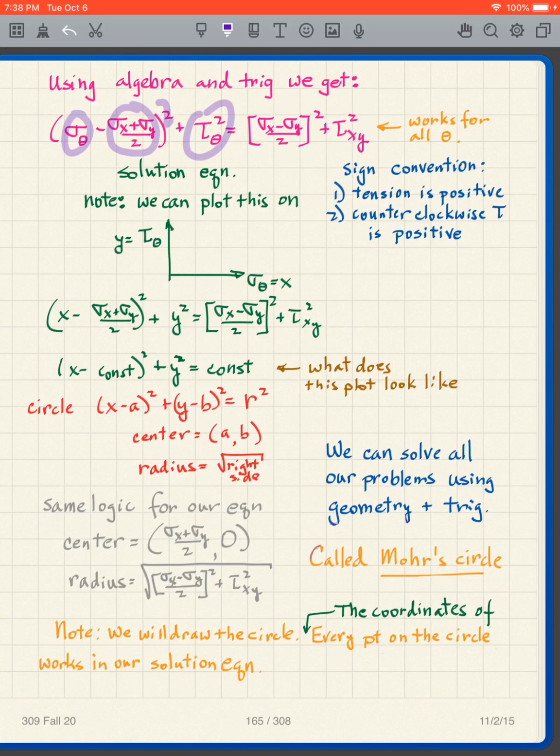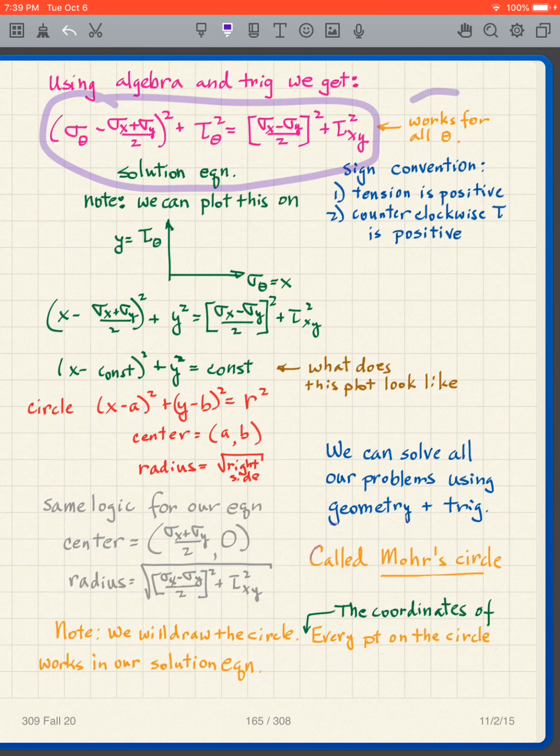So, okay, notice, what do we know and what don't we know? We know the entire right side, right? Because we know sigma x, sigma y, and tau xy. So that's going to be, for a real problem, a number. We know this because, again, we know sigma x and sigma y, so we know that as well. So this is our solution equation, and it works for all theta. Now, how do we use it?